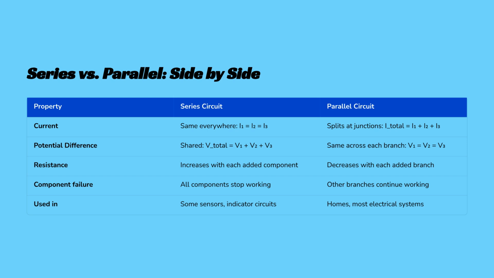Here is a comparison of series and parallel circuits. In series, current is uniform, but in parallel, it splits. While series circuits share voltage, parallel circuits maintain the full supply voltage across each branch. Notice how these differences affect component failure and their practical use.